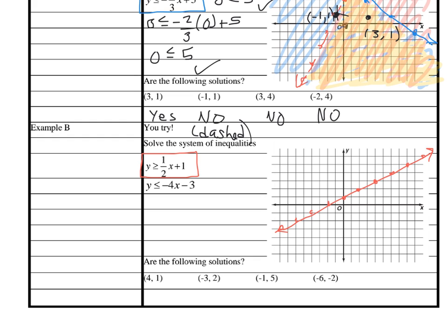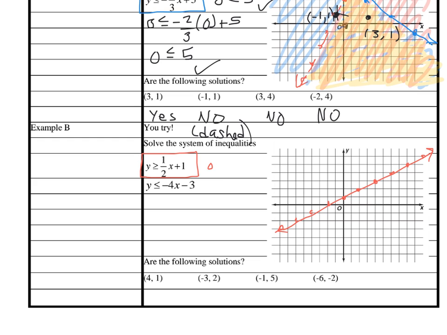Alright, so if you graph this line correctly, it should be starting at 1, go up 1 over 2, up 1 over 2, or down 1 over 2. It should be a solid line because it is equal to. And next we need to check a point to see where the solution area is. We can check any point we want that is not on the line, and since (0, 0) is not on this line, I'd like to check that point because it's easy.